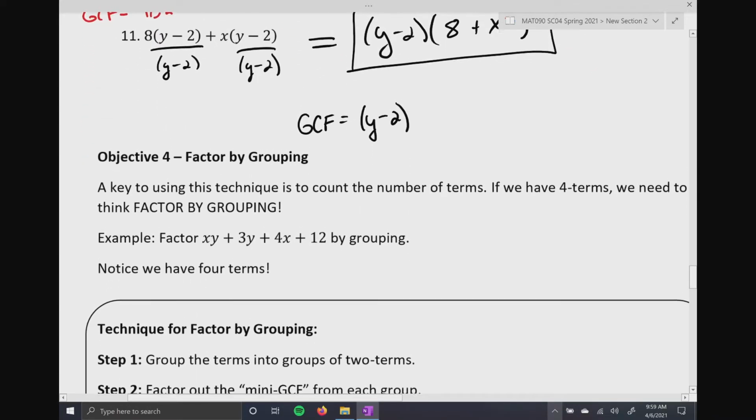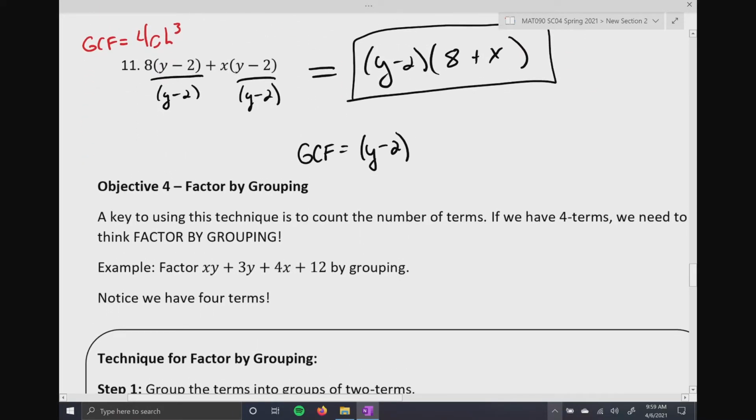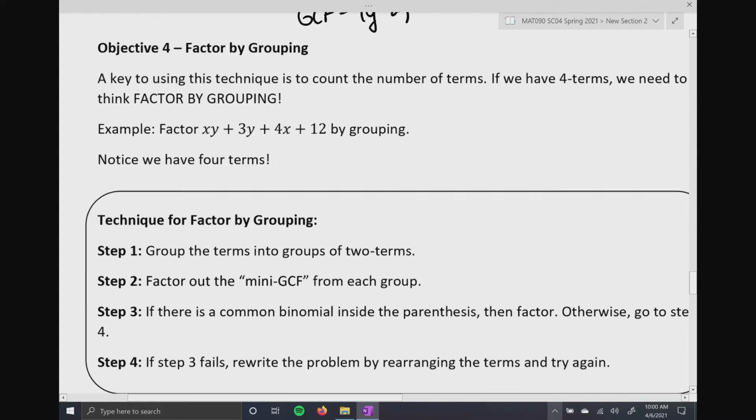All right, so the last objective in this section, and I'm going to be honest with you, I think the first section is the hardest because you're learning. This is all brand new. The last one we're going to look at is factor by grouping. I think it's the last section. Let me check my notes real quick. Yeah, it's the last section. Okay. So, factor by grouping.